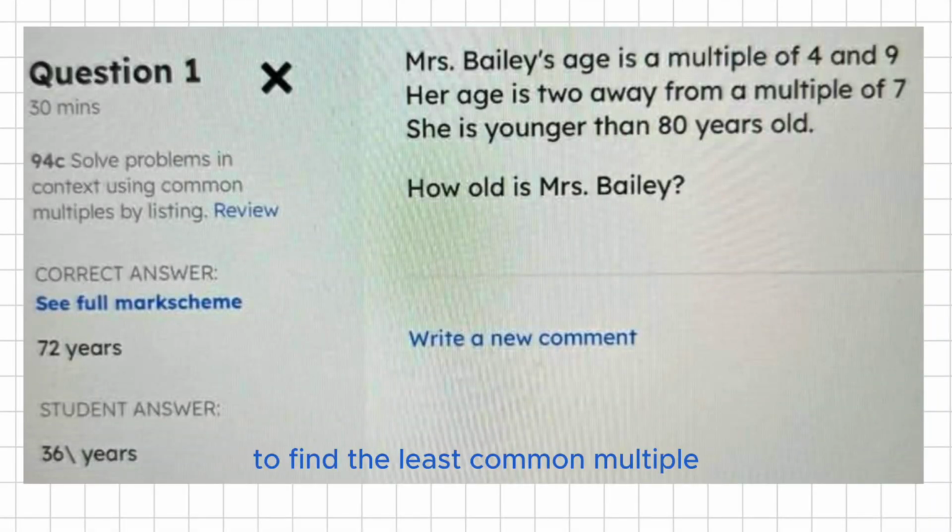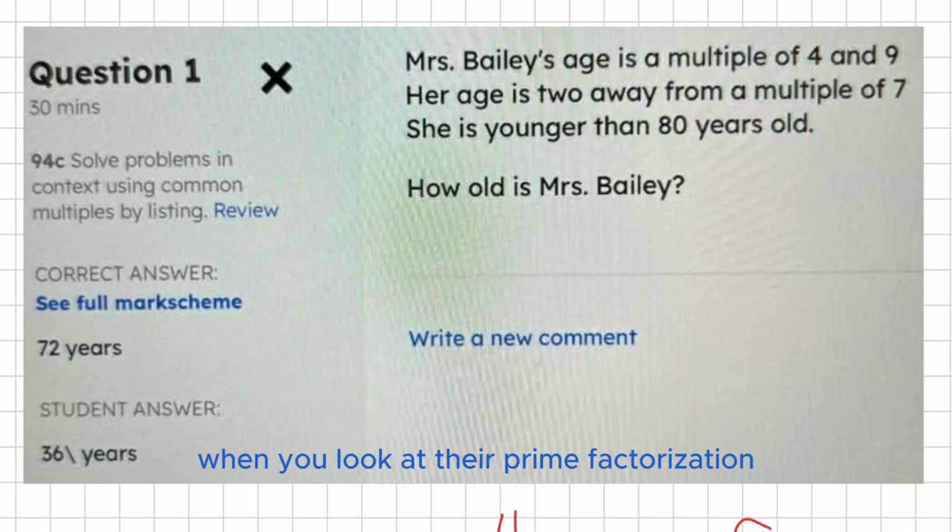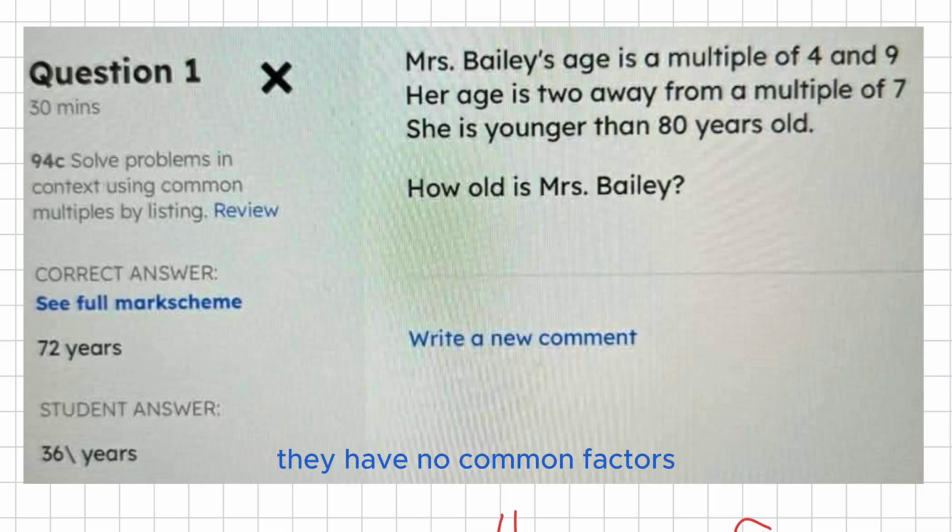To find the least common multiple, you multiply 4 times 9, and in this case it is the least only because 4 and 9 are called coprime. When you look at their prime factorization, they have no common factors. Therefore, multiplying them all together does give you the least common multiple.